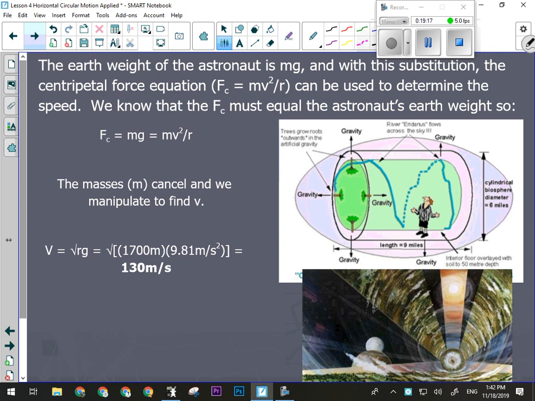All right, so the Earth weight of the astronaut we calculate by going m times g. We substitute that in. Then we have mg equals mv squared over r, and we get that the thing would have to rotate at 130 meters per second. So this is the idea behind what are called generational ships or long-term voyage ships. Arthur C. Clarke, who wrote the book 2001: A Space Odyssey, also wrote a series of books about a cylindrical spacecraft that traveled through space and rotated, creating gravity on the inside because of this rotation, okay?